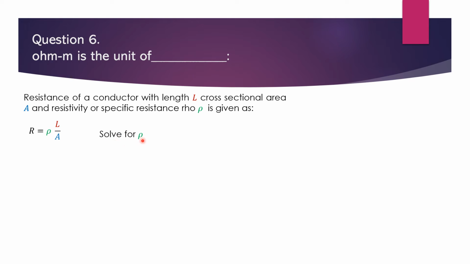Now solve for rho, which results in rho is equal to R times A over L. Because once you isolate rho, you are taking A to the other side, that means A goes in the numerator and L is divided on the other side, that results in A over L. Now I write down the units: R is in ohm, A is in meter square and L is in meter.